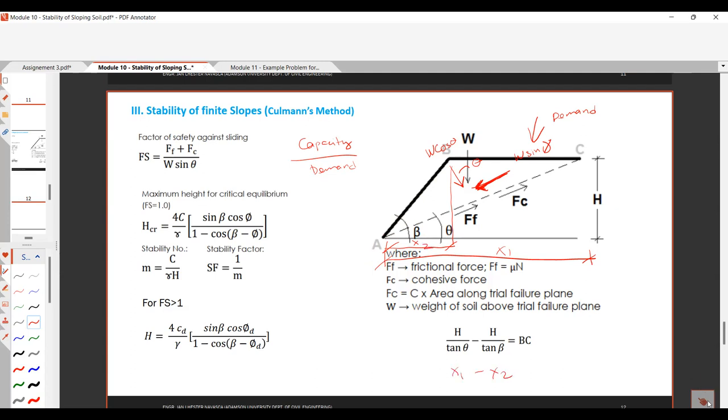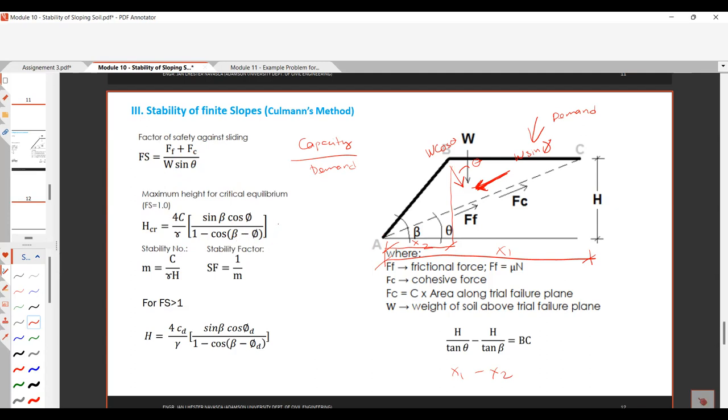Okay, then this will be the factor of safety against sliding. Therefore, your FF or the frictional force plus the cohesive force divided by the force that will cause failure, which is W sine theta. Okay, and the maximum height for a critical equilibrium is when your factor of safety is equal to 1.0. So therefore, we have here HCR equals C over gamma, sine beta cosine phi over 1 minus cosine beta minus phi.